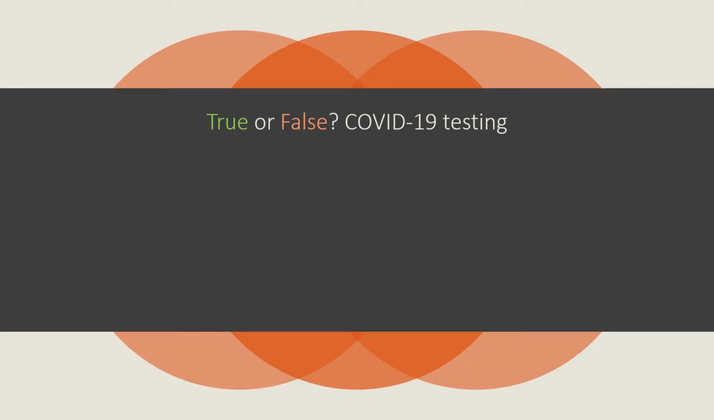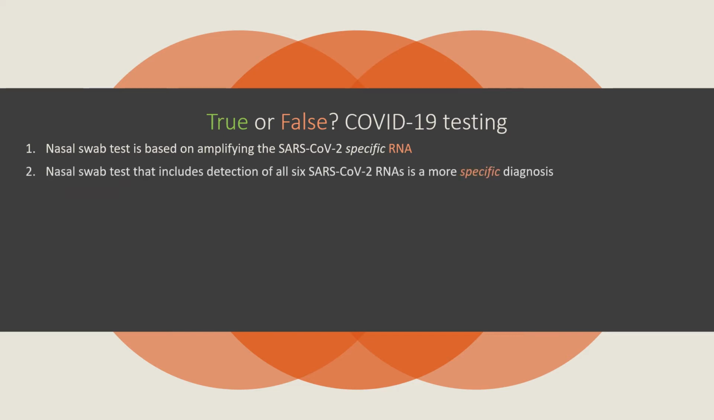Knowledge check. True or false? Let's take a look at the first 4 questions. Nasal swab test is based on amplifying the SARS-CoV-2 specific RNA. It's false because it's not the RNA that we amplify. We amplify a complementary DNA.